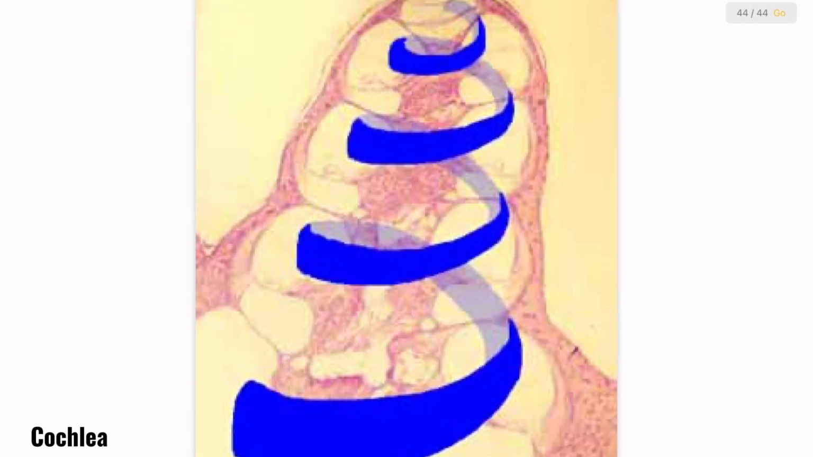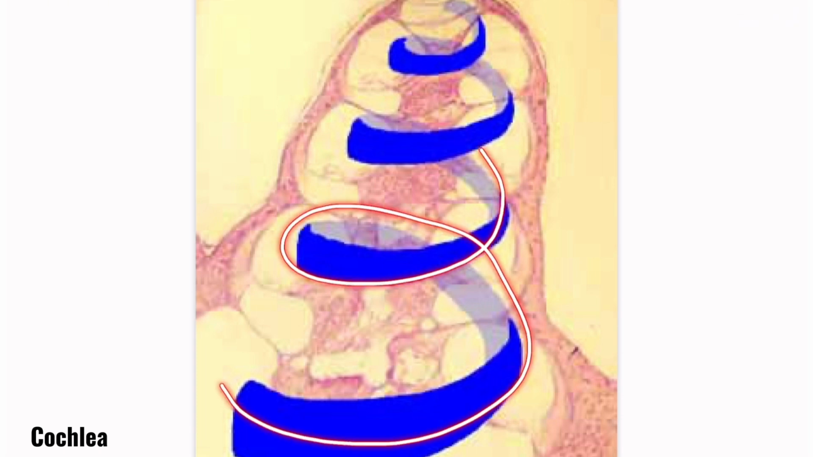I have the same slide here, but with this blue spirally coiled arrow. What does it show? It shows the direction in which the cochlea is coiled. At the end, there's the helicotrema.